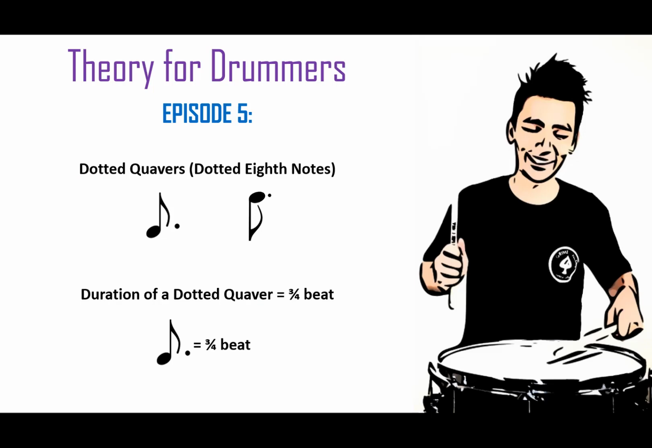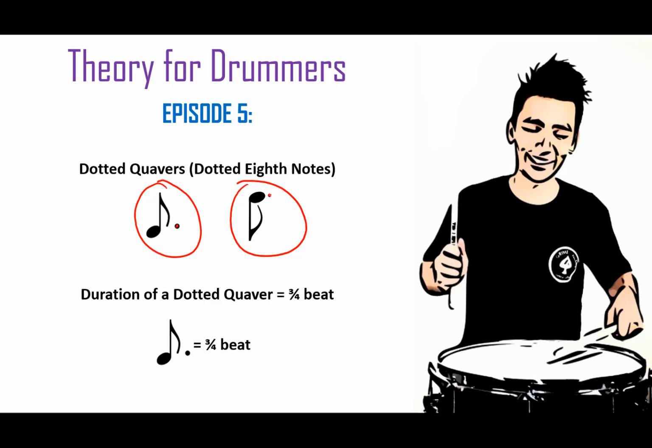Starting with the dotted quaver, or the dotted eighth note, you can see that there are two ways that they can be drawn. The first way is the stems up way, and the second way is the stems down way. In both of these, you can see that they look like regular quavers with a dot to the right of the note head. As soon as you see a dot to the right of the note head for the quaver, it becomes a dotted quaver.